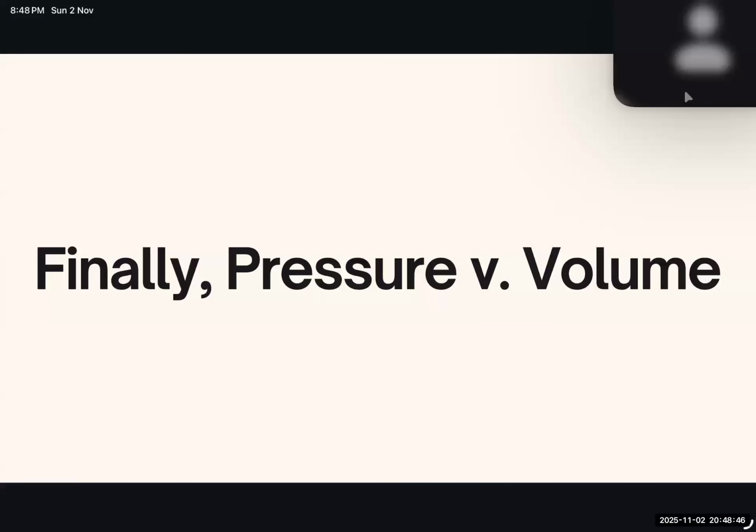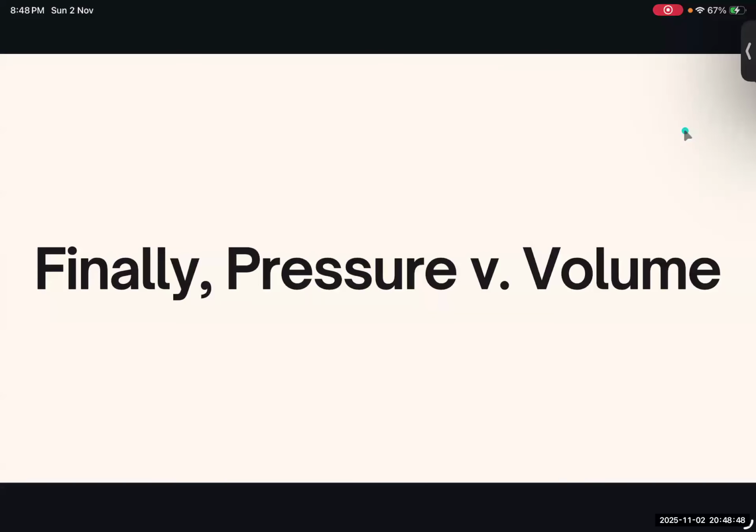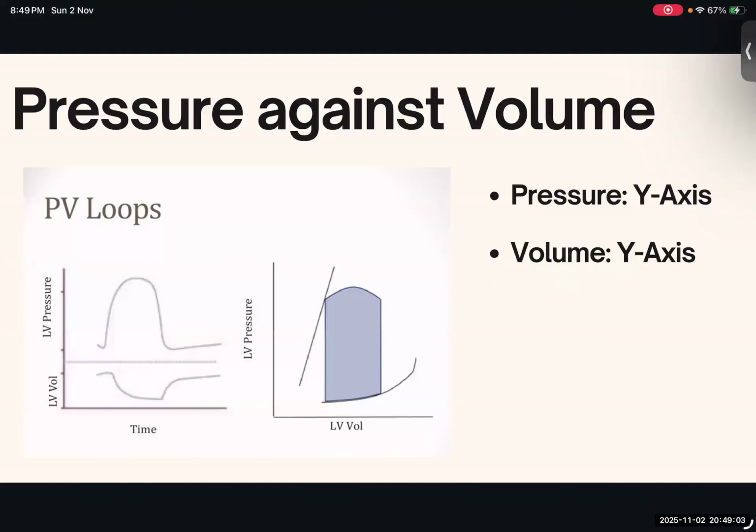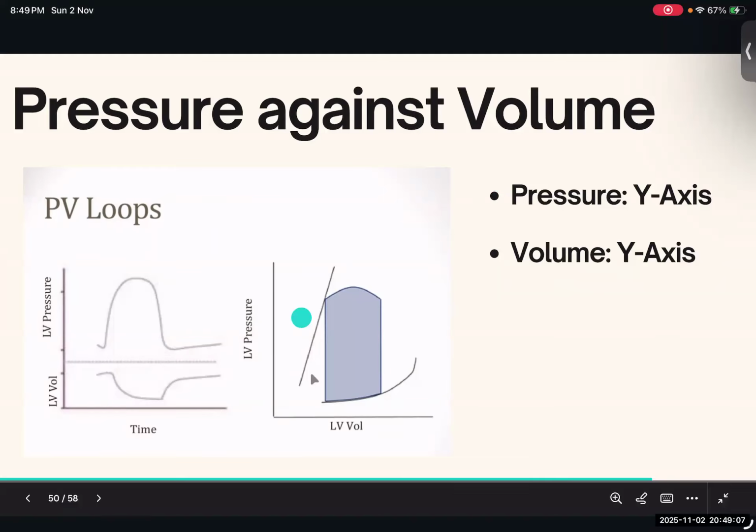Let me share my screen. All right, let's go. So pressure versus volume. This is going to be the culmination of everything that we have talked about so far. And we'll break it down step by step so it's super easy to remember and understand. So to get started, pressure against volume. First, we're going to look at what we call the pressure versus volume loop.